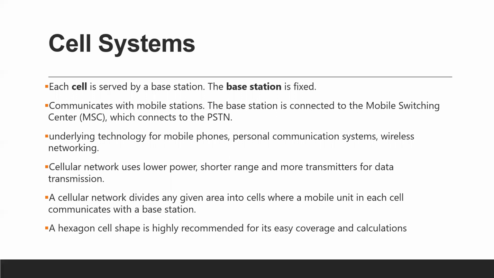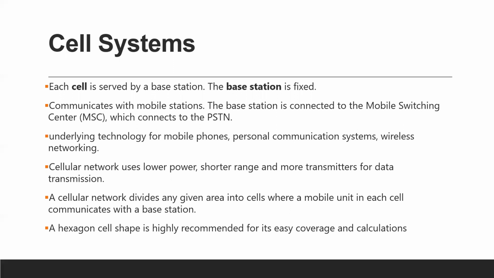Now, cell systems. Each cell is served by a base station. The base station is fixed. It is able to communicate with mobile stations such as cellular telephones using its radio transceiver. The base station is connected to the mobile switching center, which is in turn connected to the PSTN, or public switched telephone network.